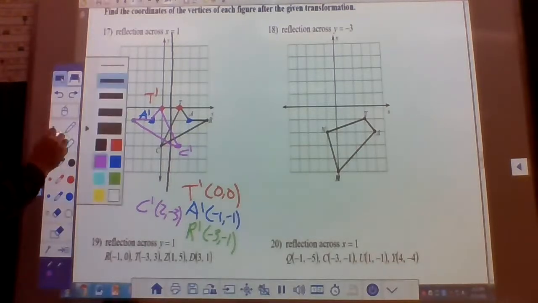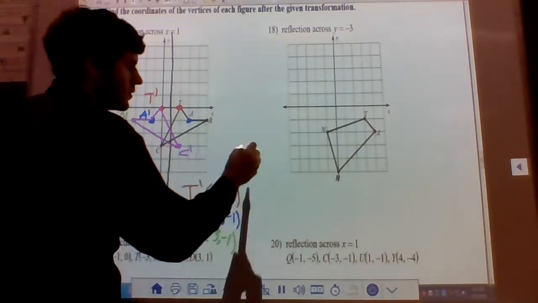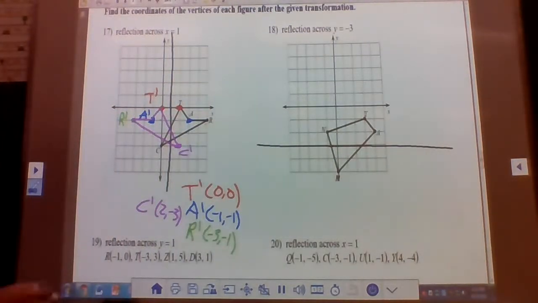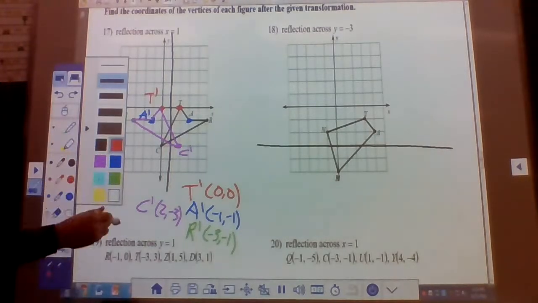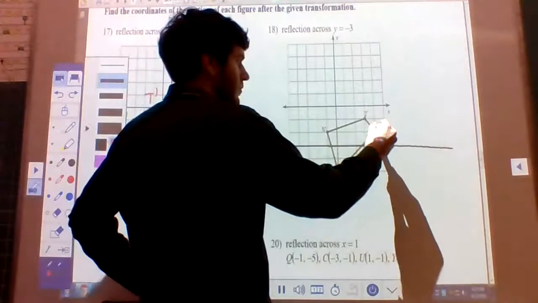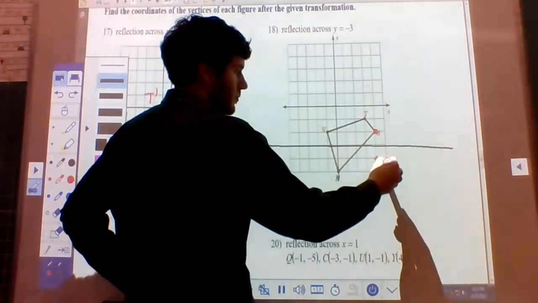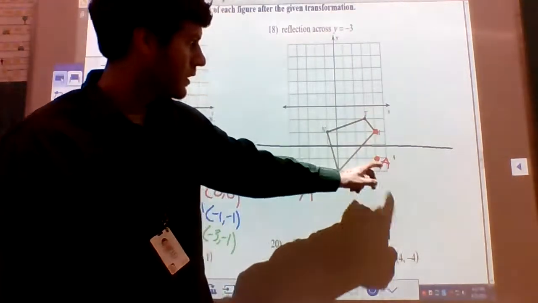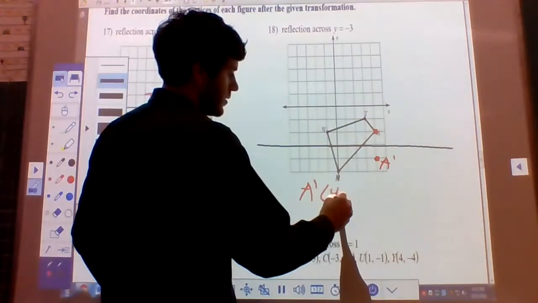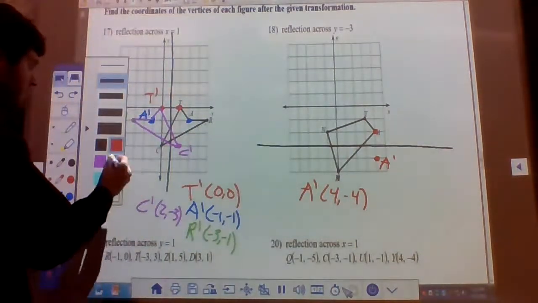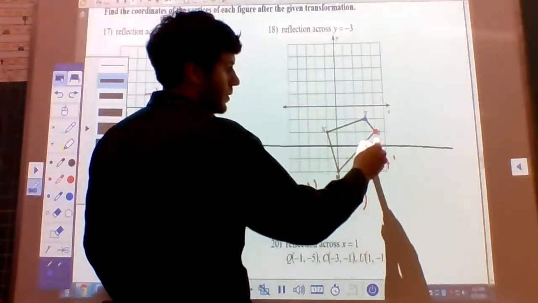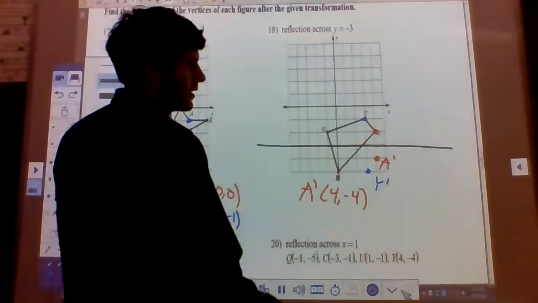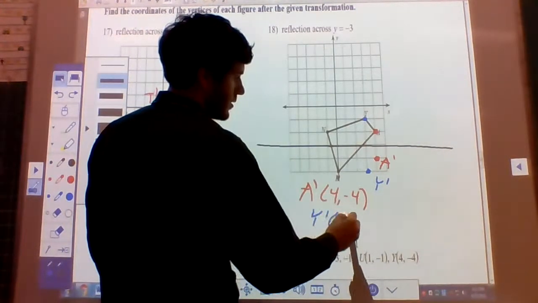We're reflecting across the line y equals -3. So let's draw in our line y equals -3, right here. Let's start with A. A is 1 above, so A prime is going to be 1 below. That puts A prime at 4, -4. Y is 2 above, so Y prime is going to be 2 below the line. That puts Y prime's coordinates at 3, -5.